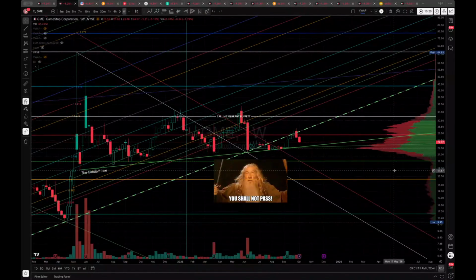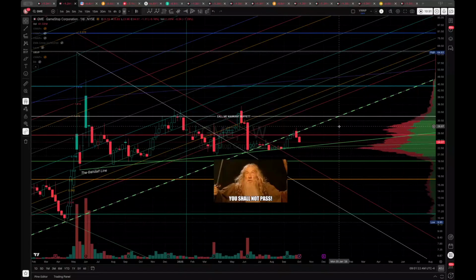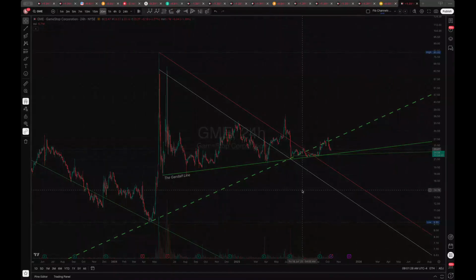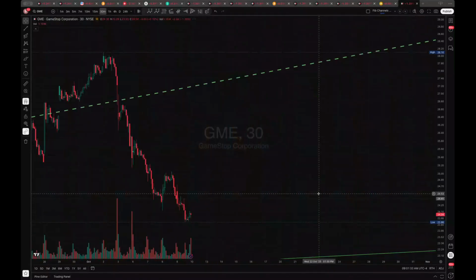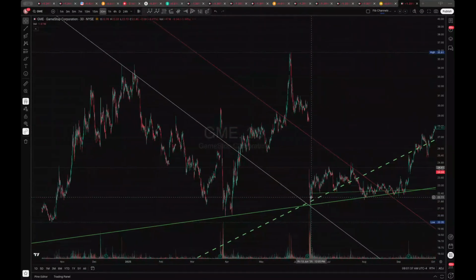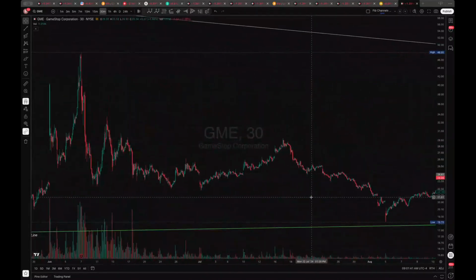I've been calling that the Gandalf line for the last couple of weeks. It was just another support line for a while, but I decided to change the name of it. So that's why it's got a name. Anyway, let's move on. Fib channels. I'm going to turn extended hours off just so that I have less chart to work with. And let's use the Gandalf line to show fib channels.